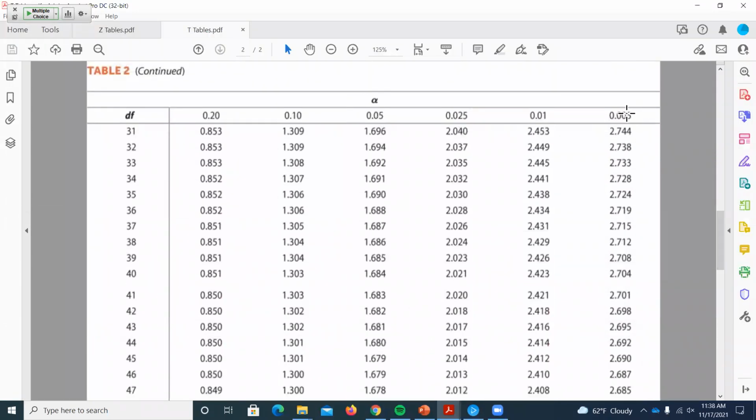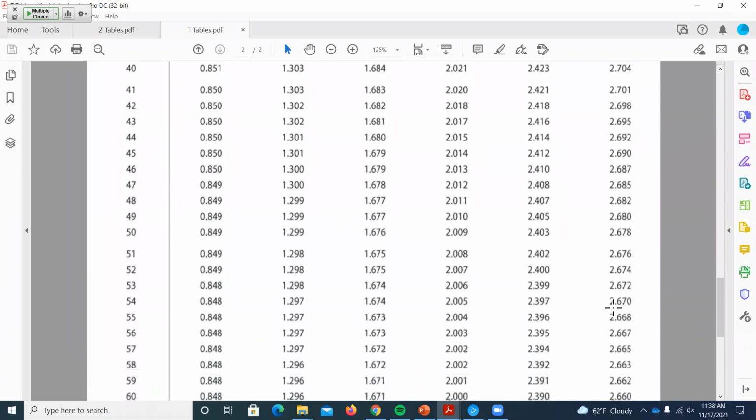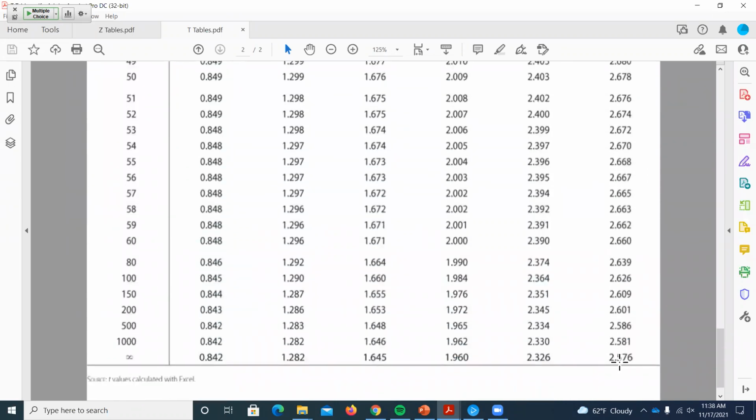I think the values I have displayed here, if I wanted 0.01 over 2 or alpha over 2 in each tail, that's 0.005. I could use the very last row of that student T table to get that 2.576. And it's a two-tailed test, so it's positive and negative, right? I've got a pair of critical values for a two-tailed test.